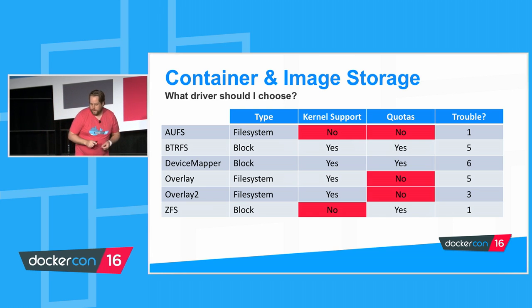And then I have this trouble column. This is not scientific. It's just basically the way I feel about these drivers, the likelihood that this driver is going to cause you an issue. You can see AUFS is a 1. This is because it works pretty well. It has had some issues over the years, but in general, it works. The bugs that it has are known, and for the Docker use case, they're not really a problem. That's not to say you're not going to have a problem, but you're probably not going to have a problem.